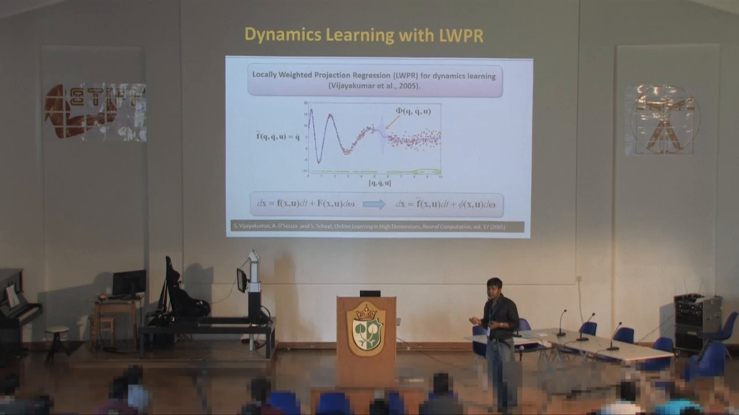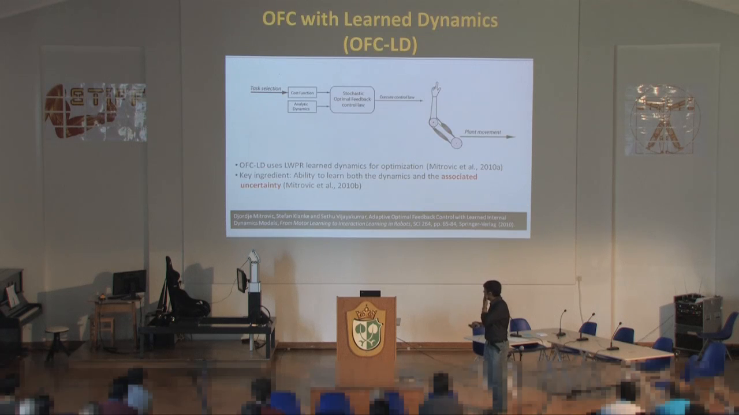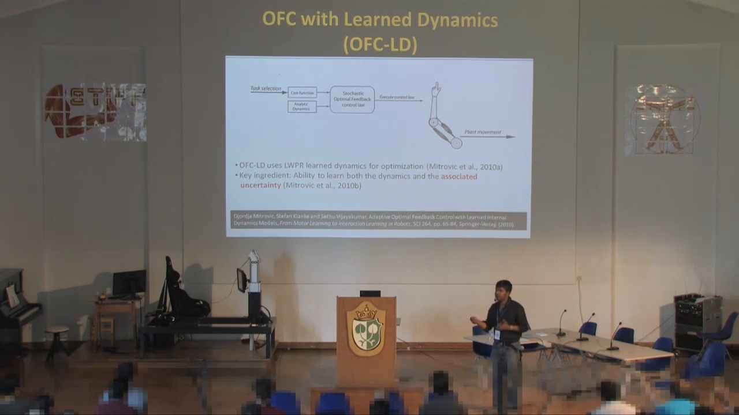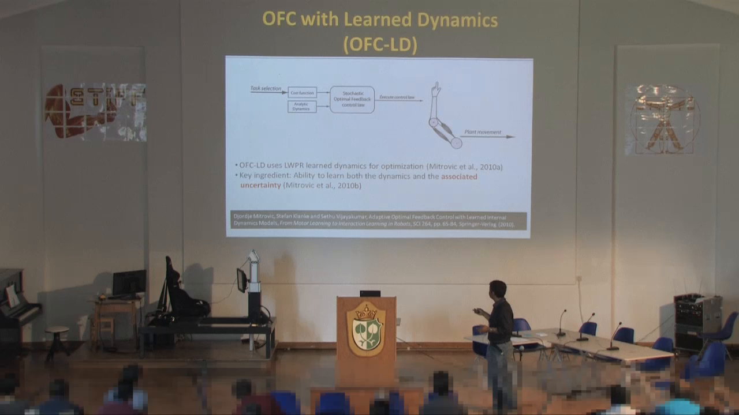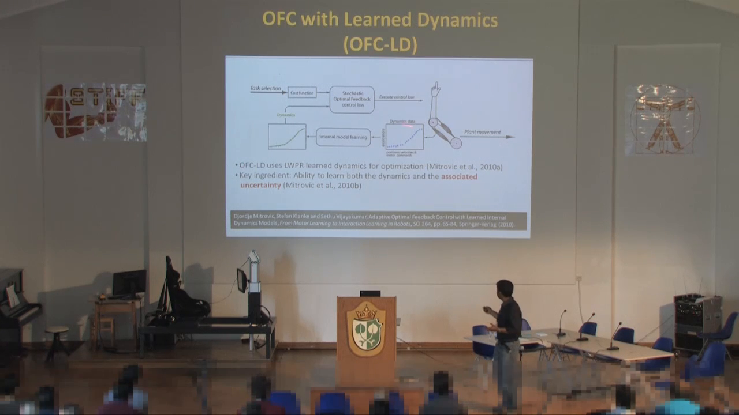Okay, so what can we use it for in the context of optimal control or variable impedance? If you remember the story of OFC, we initially said a few slides back, if you have a task and you have a cost function, and you have some analytical dynamics, then you apply your stochastic optimal control law and out comes a control law, which is a combination of a sequence of commands and some gains. And then you execute it on a plant. Now, what we change is we replace this analytical dynamics with something with a learning loop. So you do something, you collect some data, you have some internal model learning algorithm, in our case using this LWPR algorithm, and you learn the dynamics.